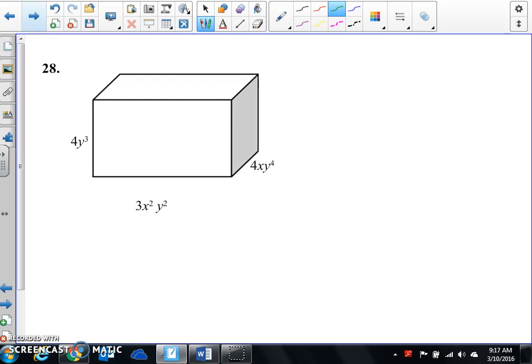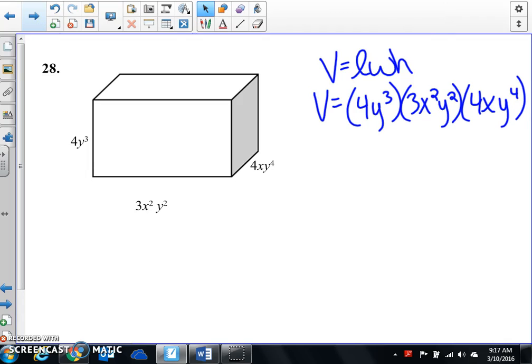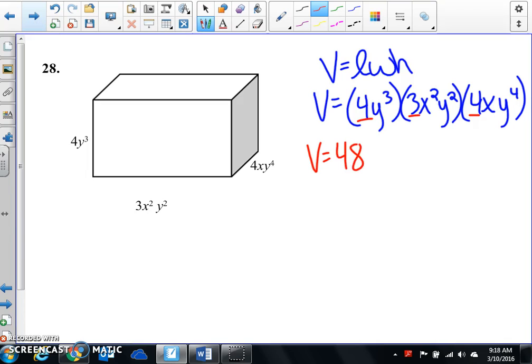This one said find the volume. Volume is equal to length times width times height. So volume is equal to 4y cubed times 3x squared y squared times 4xy to the 4th. I don't have any powers to powers, so I start by just multiplying my coefficients. So 4 times 3 is 12 times 4 is 48. And I'm going to add my exponents.